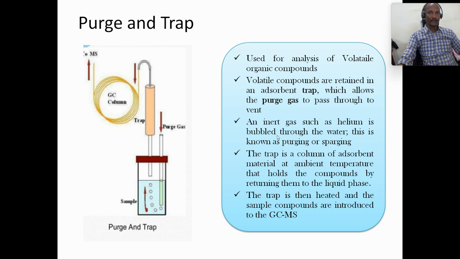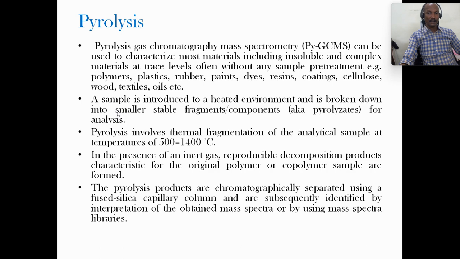Purge and trap: mainly it is used for the analysis of volatile organic compounds. Here, the volatile compounds are retained in an adsorbent trap, which allows the purge gas to pass through the vent. An inert gas such as helium is bubbled through the water. This is known as purging or sparging. The trap is a column of adsorbent material at ambient temperature that holds the components by returning them to the liquid phase. The trap is then heated and the sample components are introduced to the GC and MS.